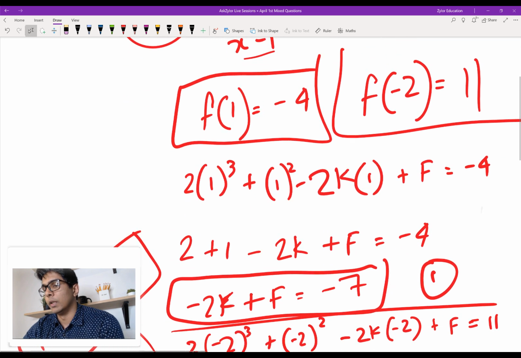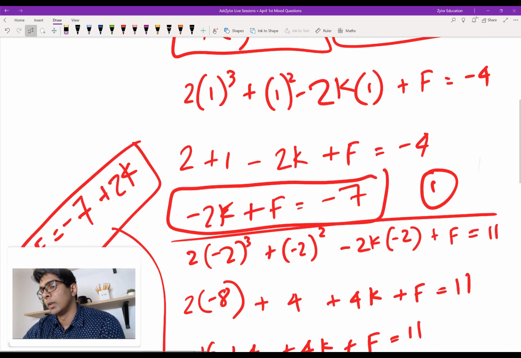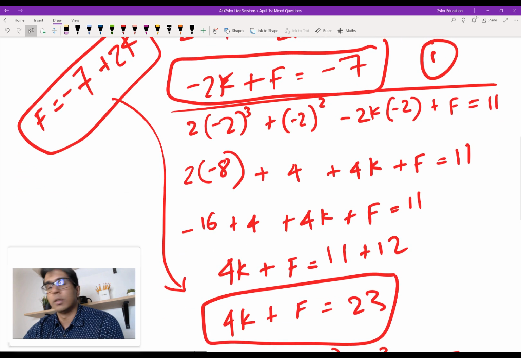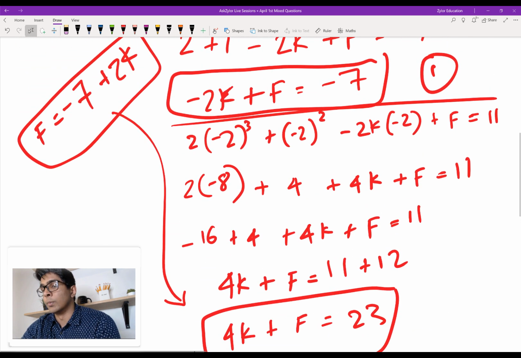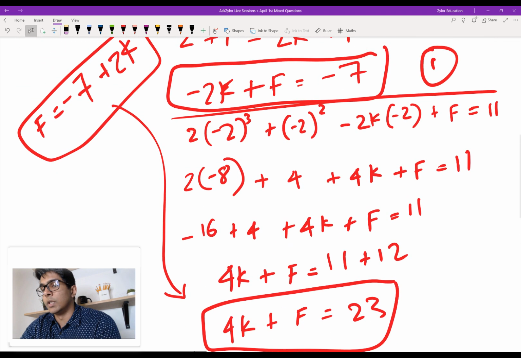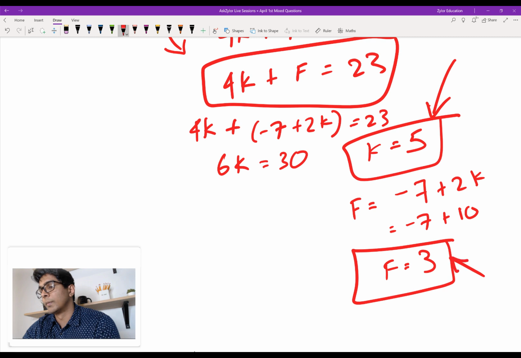Then I evaluated the function at each of those points to give me an equation in terms of f and k. And then I had two equations with two unknown variables. So I did use substitution to plug in f is equal to -7 plus 2k to find what my k is. Then I plugged it back in to find what my f is.